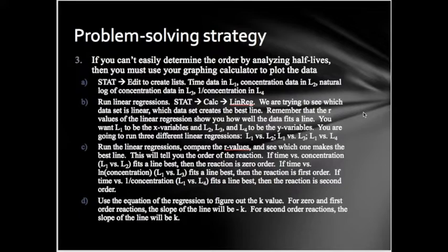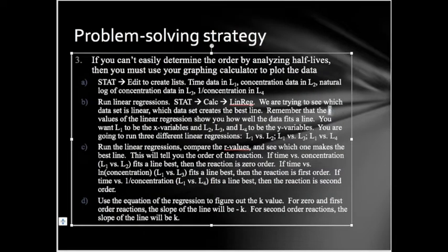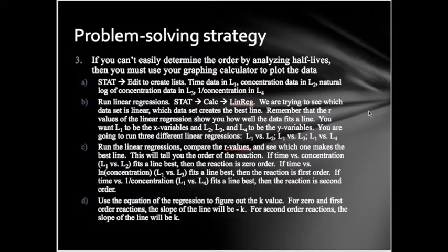We're going to create 3 linear regressions and see which one is a straight line. So we're going to run linear regressions. You go to stat, calc, linreg, and here's the goal. We are trying to see which data set is linear, which one creates the best line of best fit. Remember that whenever you do a linreg, we should be getting R values, R and R squared. The closer those are to 1, the better the data fits a line.